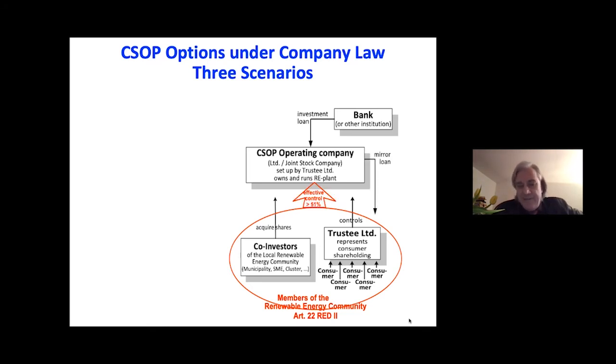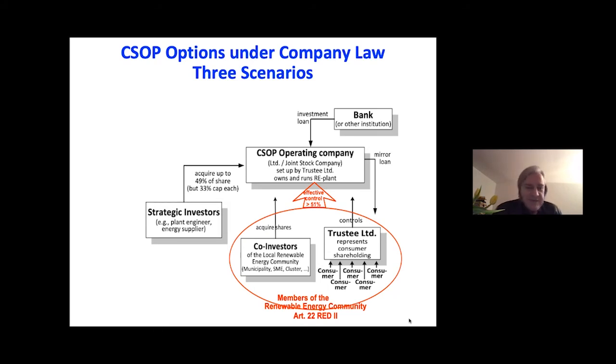and ensures that they have effective control of 51%, which leaves open, of course, the question of co-investments. And in this base scenario, strategic investors, for example, a plant supplier, a plant engineer, or an energy supplier, can acquire up to 49% of the shares. However, there's a cap of 33% each, and these cannot be professional large-scale energy companies. However, a plant engineer who builds wind turbines could be a co-investor, which would, of course, increase the support for such projects.